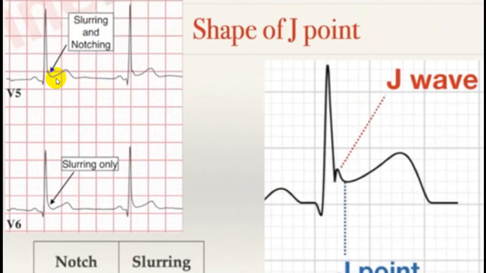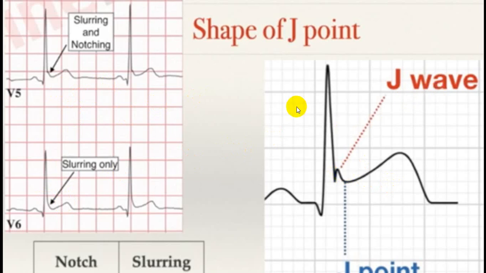Again, this is slurred and notch. You can see a small notch. This will tell you that this is more in favor of benign early repolarization groups. But together, a common term, J wave syndromes. If it is slurred only, look for other causes also. This is J wave, and if it is symptomatic, J wave syndrome.